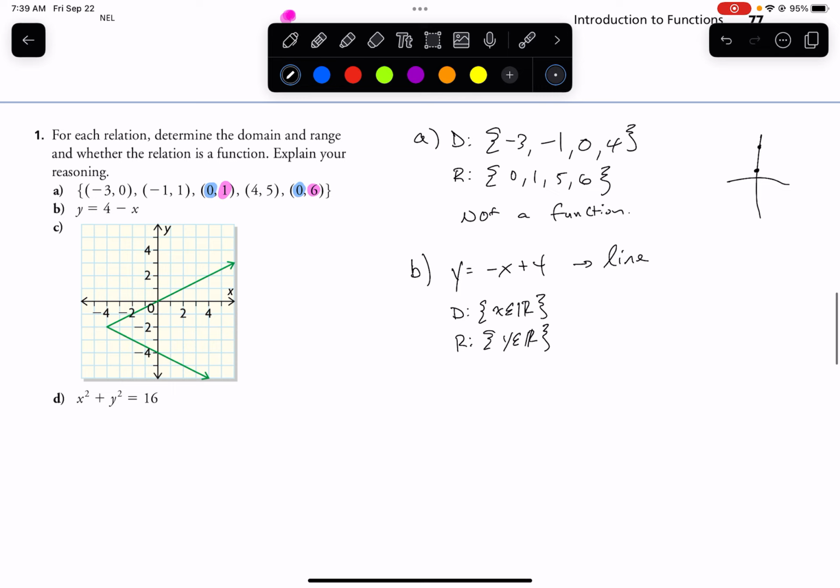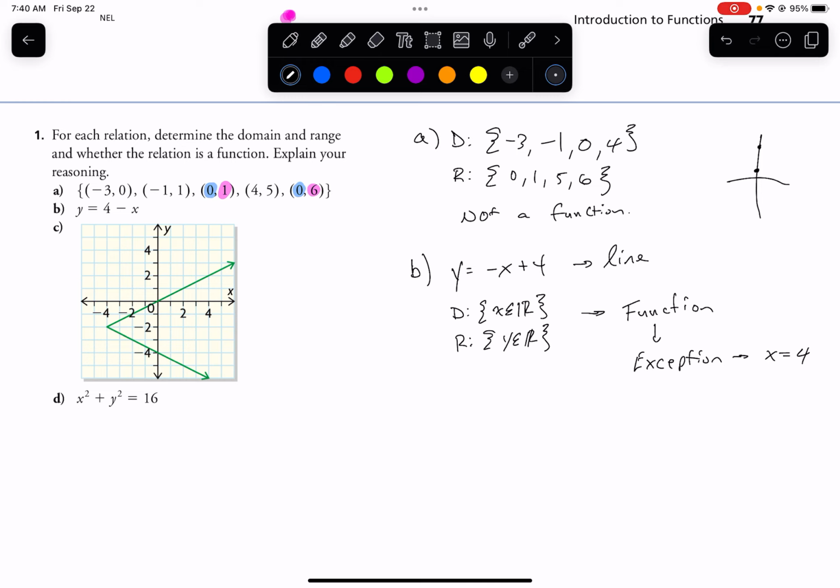So these lines we have said in the past are functions, with the only exception being a vertical line, so something like x equals 4, where all values of x are equal to 4, which means it's a vertical line.